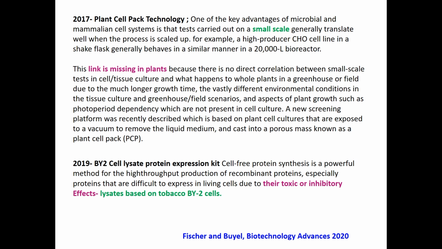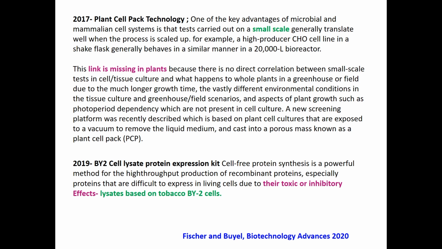A new screening platform was recently described which is based on plant cell cultures that are exposed to a vacuum to remove the liquid medium and cast into a porous mass known as plant cell pack. This is the new technology in order to remove the demerits of producing high value molecules in the plant system. Then subsequently the BY2 cell lysate protein expression kit was developed.